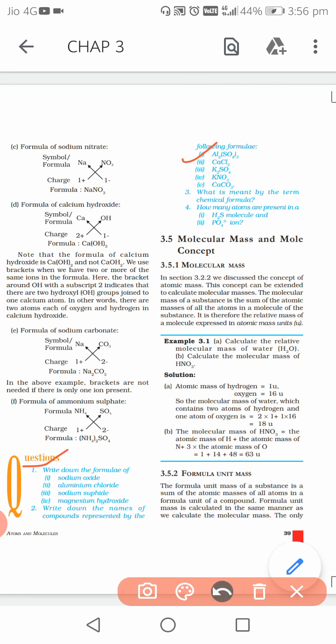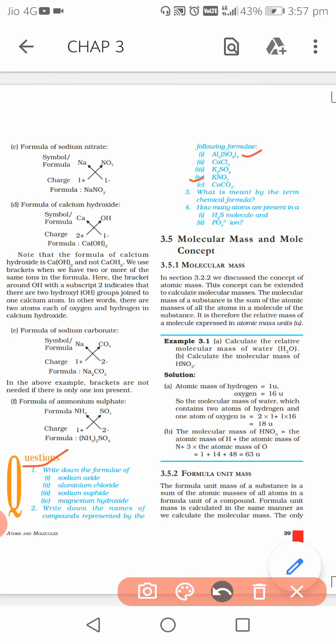So name of the compounds you have to write. Okay, so first one will be aluminium sulfate. Second one will be calcium chloride. You can try by yourself also. Third one is potassium sulfate. Fourth one potassium nitrate, and the fifth one calcium carbonate. Okay, so these are the names of the compounds. You can still try. You have that table given in the book, so you can take help from the table also.